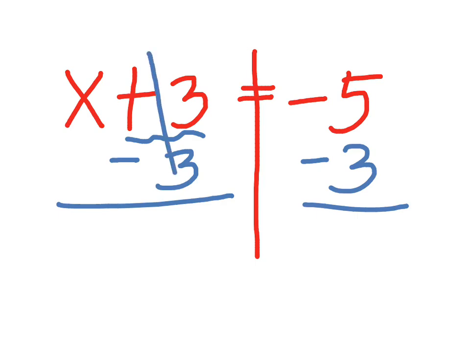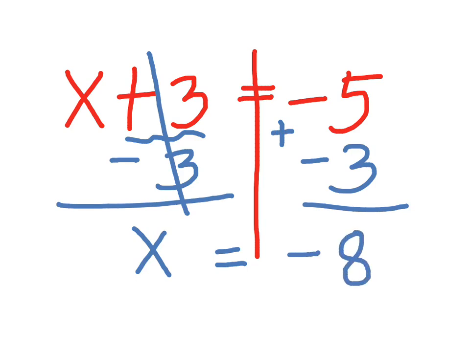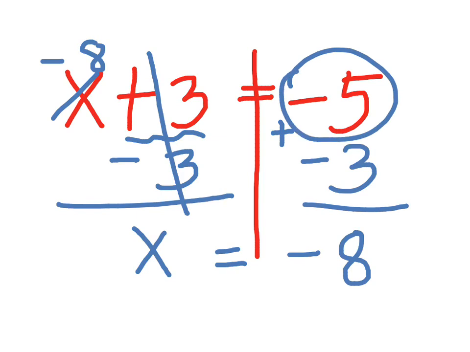So 3 minus 3 is 0. Then bring down x, bring down the equal sign, and then negative 5 minus 3 is the same thing as negative 5 plus negative 3. So this is negative 8. To check your answer, if x is negative 8, so negative 8 plus 3 equals negative 5. Next problem.